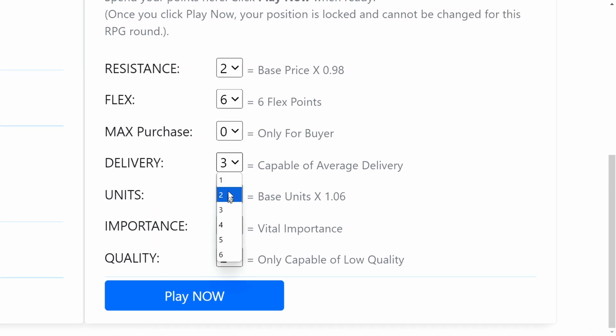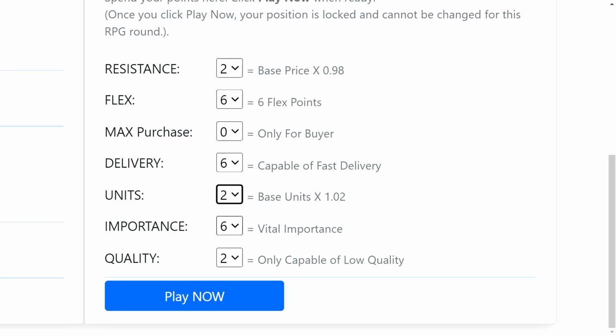What about delivery? Well, delivery is speed. If you choose 1 or 2, you can have slow delivery. This means if you're a seller, you can produce and you can only ship slowly. However, if we go up the scale here, we could have average speed of delivery or fast speed of delivery. So you need to choose what you want.